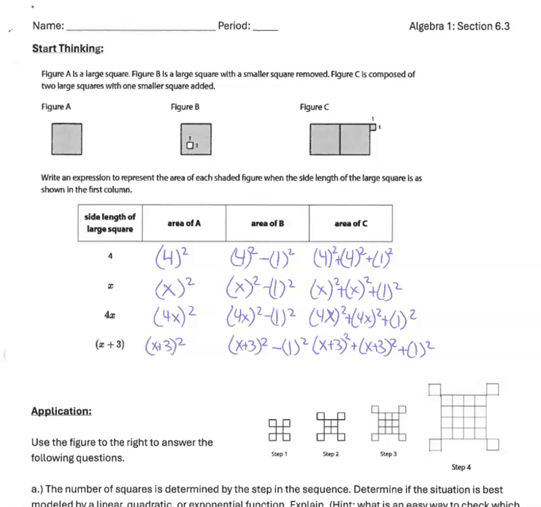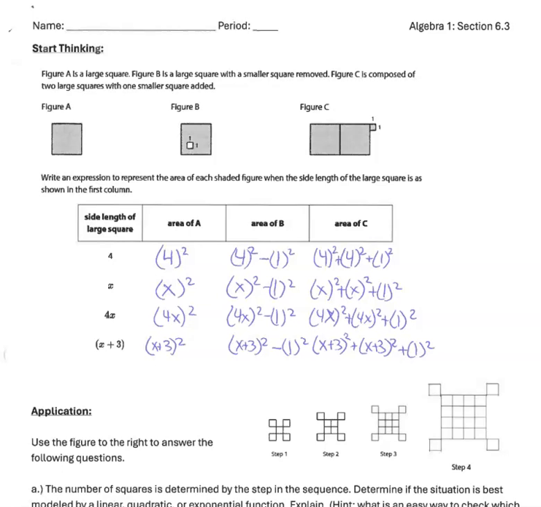And then the next one, each one of those would be (4x) in parentheses squared, or 16x squared, which would have given you 32x squared between the two of them. And then you would have added that 1 squared. And then lastly, they say, what about if the side length was something like x plus 3? And in this case, you have (x plus 3) squared, and you can see how I adjusted for area of B and C.